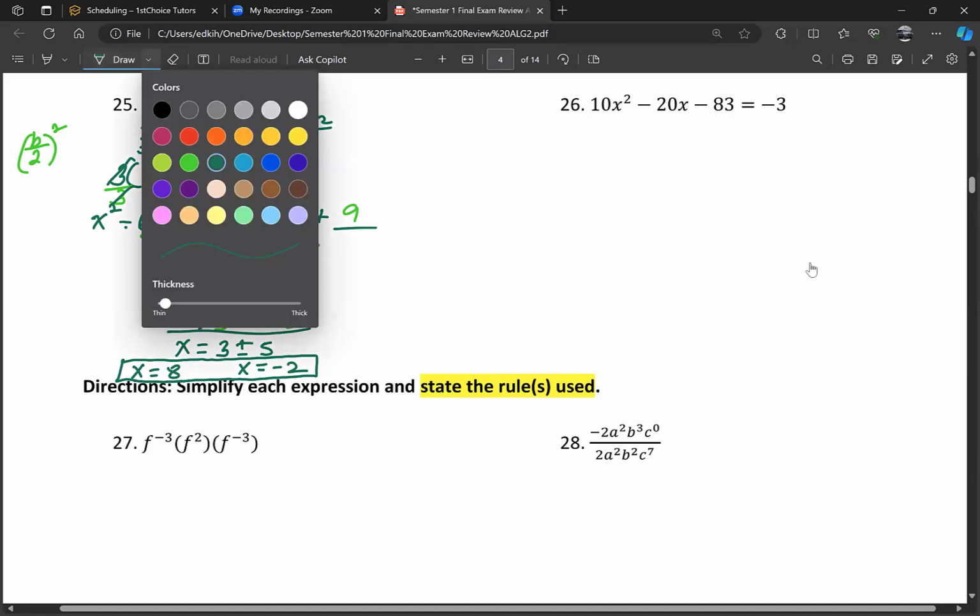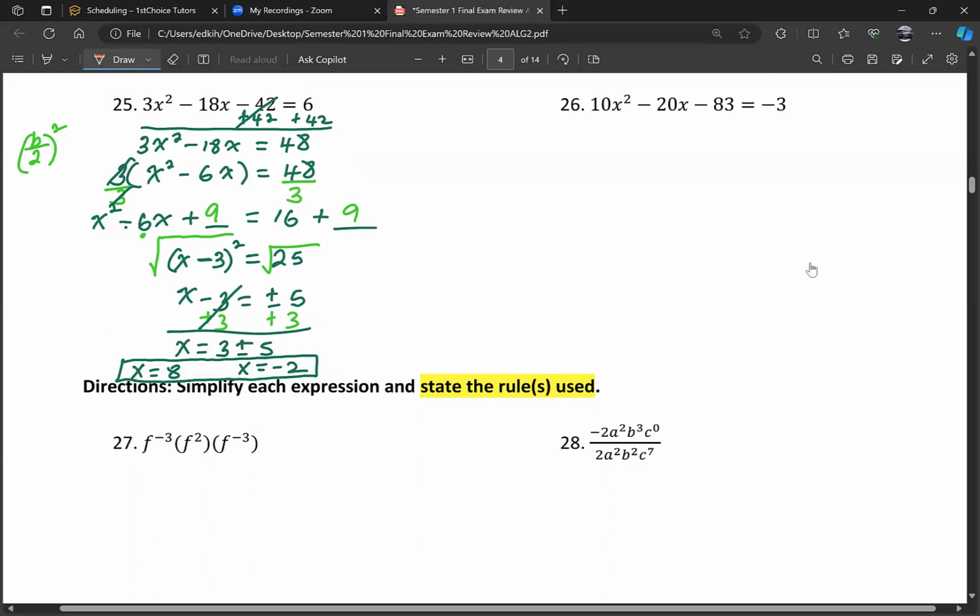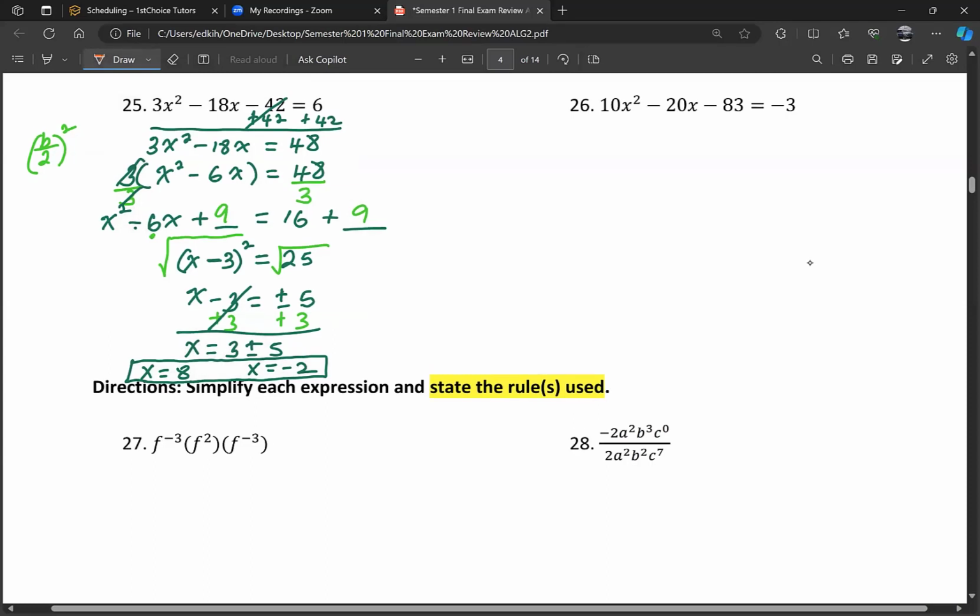So the next question, question 26. Same process. Move the constant to the right. Start off by adding 83 to both sides. Those are gone. The left side, they have a 10 in common. I'm going to factor it out. We have x squared minus 2 equals positive 80. Next step is divide both sides by 10.